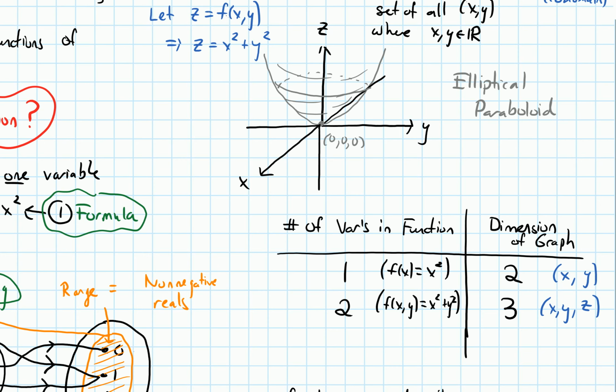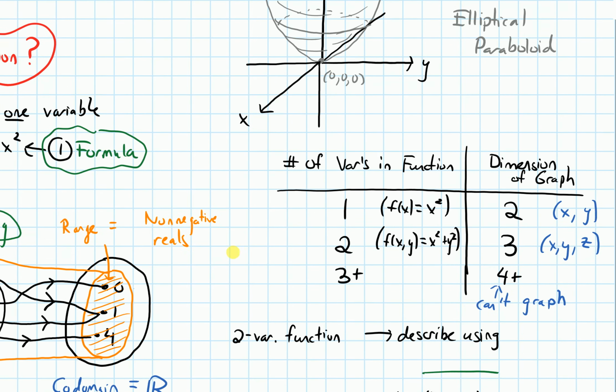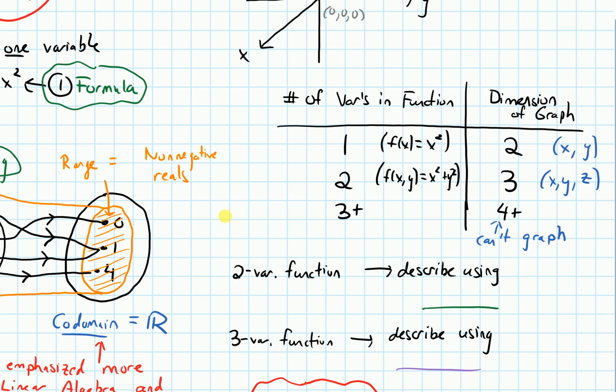Okay, so if we keep going like this, if we had three variables in our function, in fact, let me just say 3 plus, the dimension of the graph is going to be 4 or higher. Basically, however many variables I have that I'm inputting into my function, the dimension of the graph is always one more, because I assign a new variable to the output. But as soon as I get to 4 dimensions or higher, we can't graph these. So they're harder to visualize, because I literally can't graph them. But there are workarounds, and we'll see some of those.